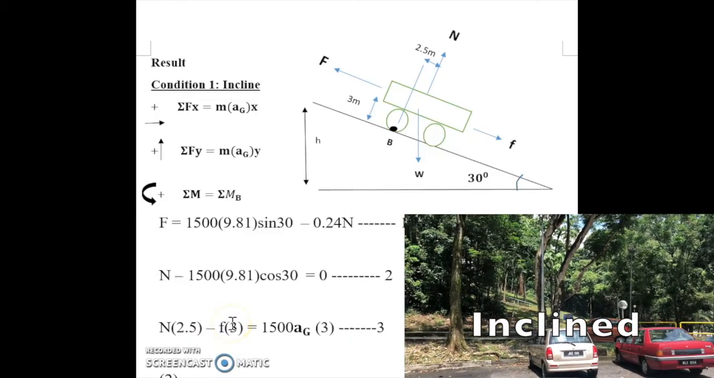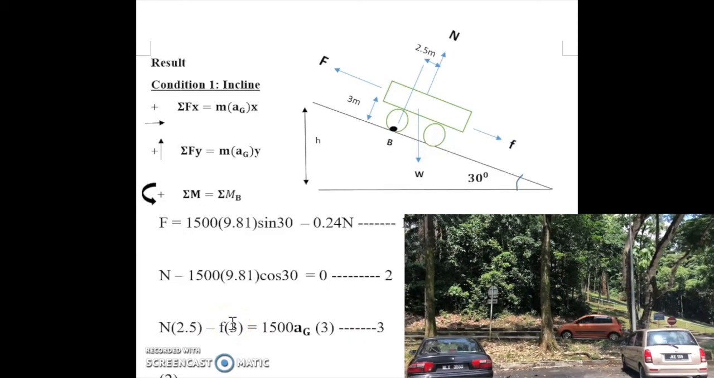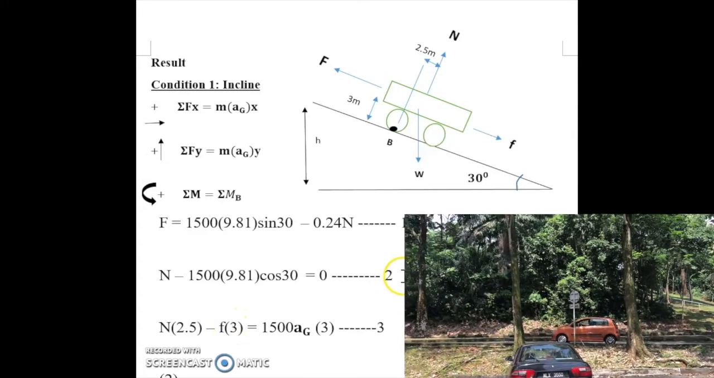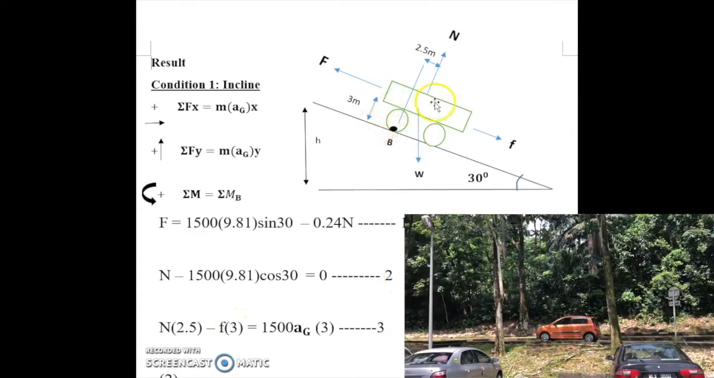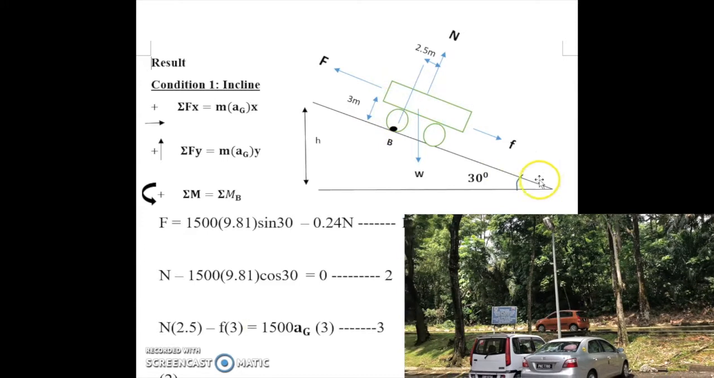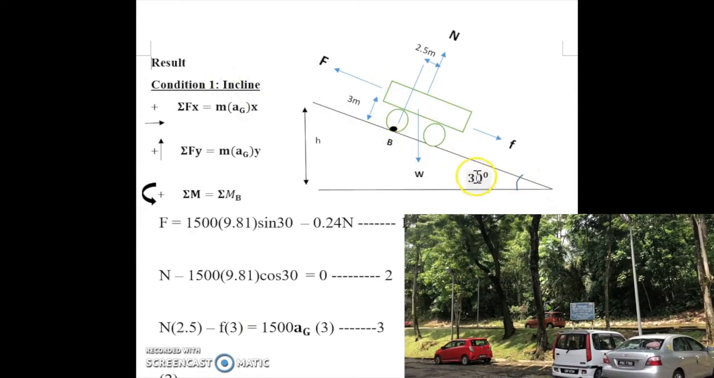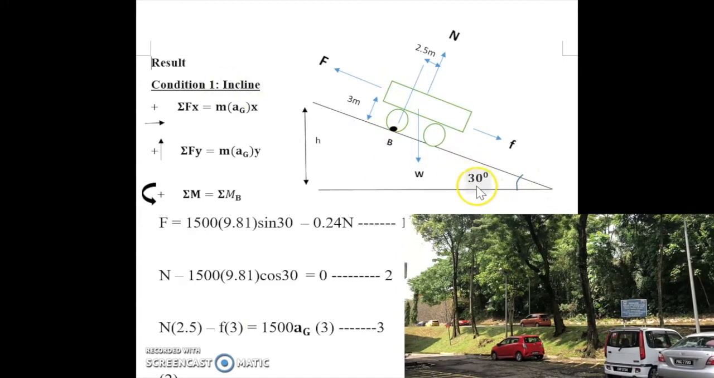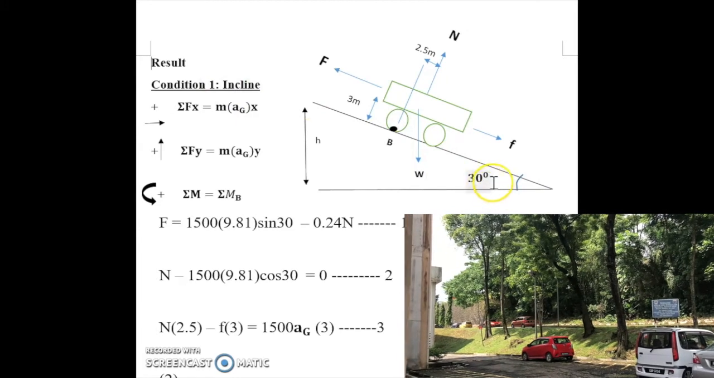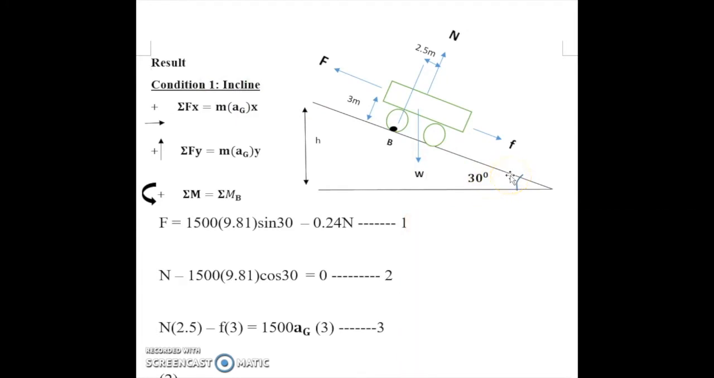Hello guys, so now I will explain condition 1, where there is a car on a slope. There's 30 degrees from the ground level. Basically, when we meet this type of question, we are going to draw out the free body diagram of the car, so that we can account for all the forces acting on the car.